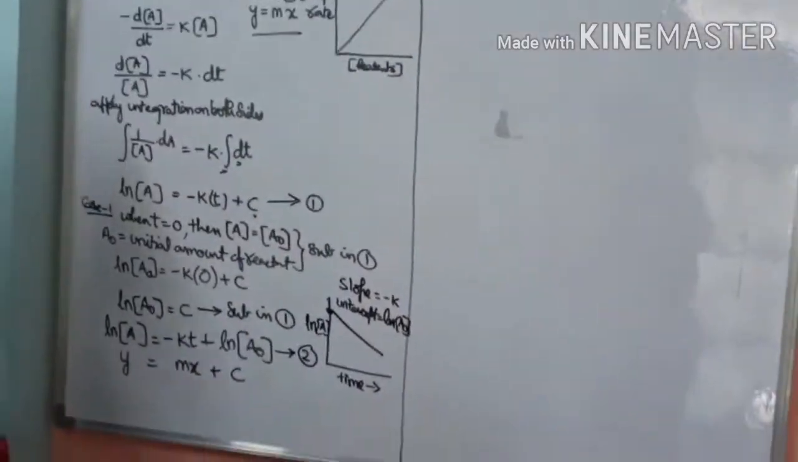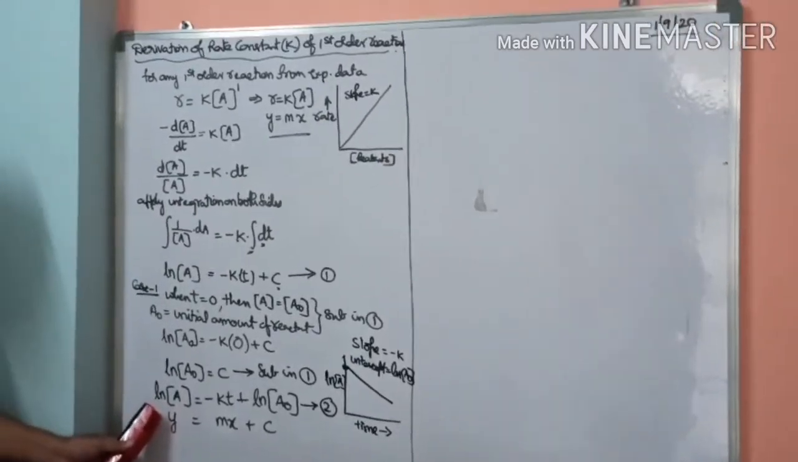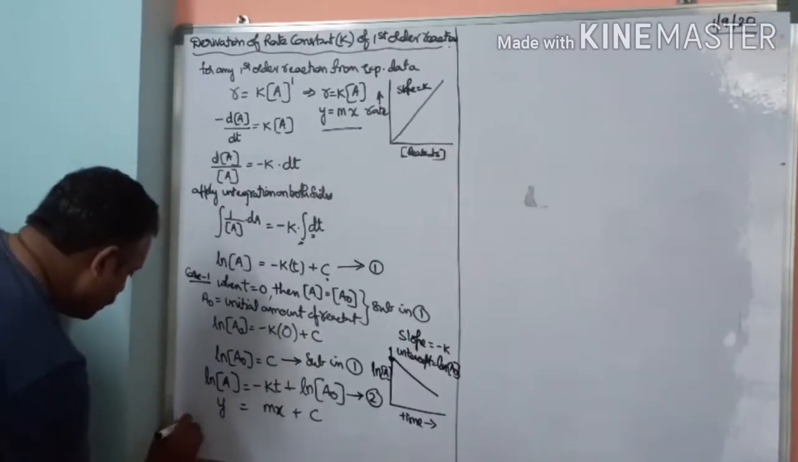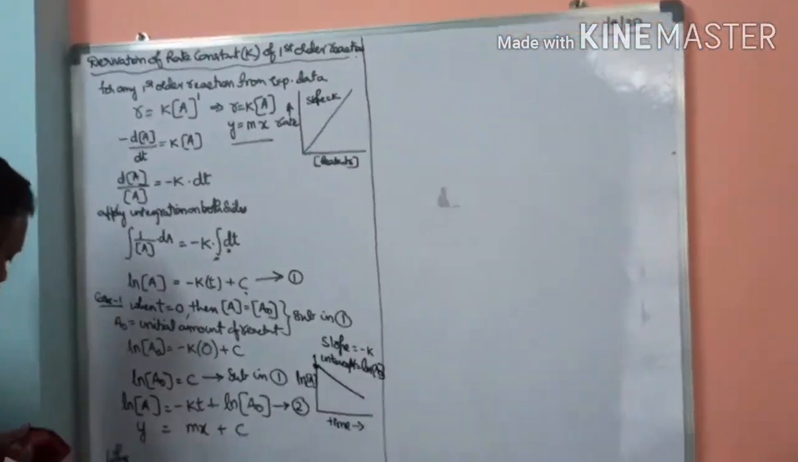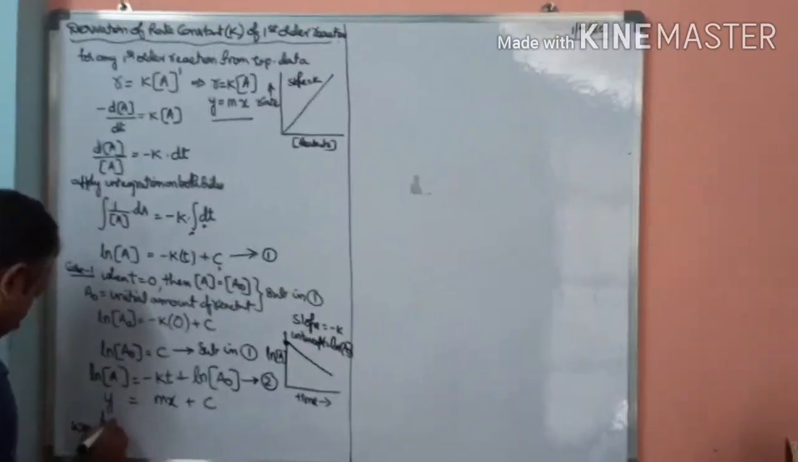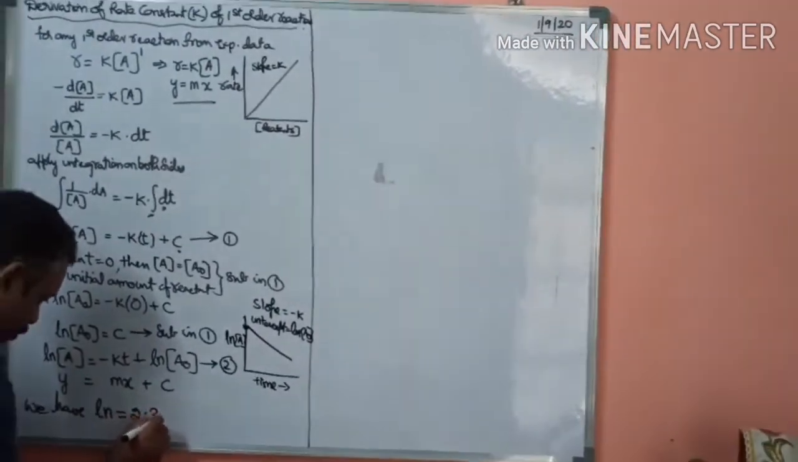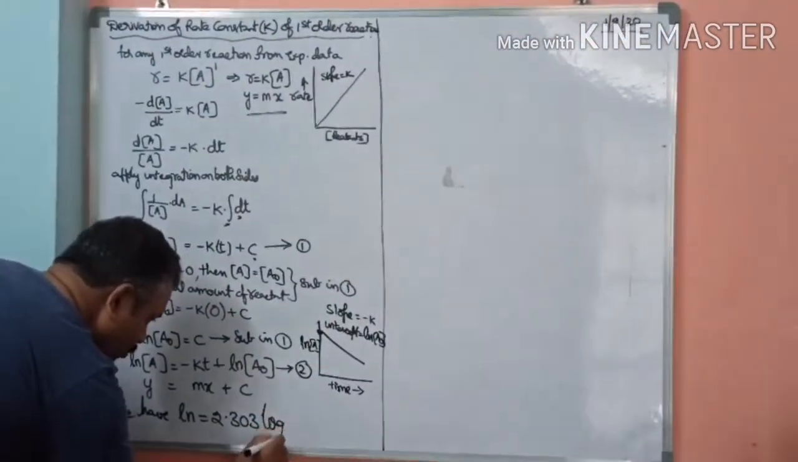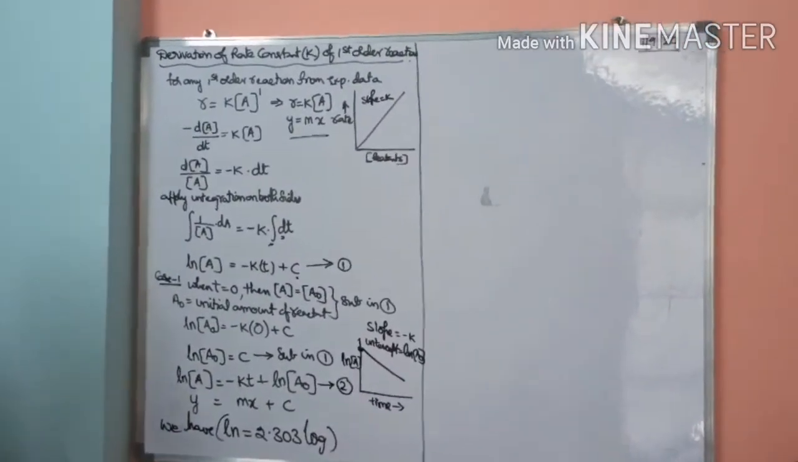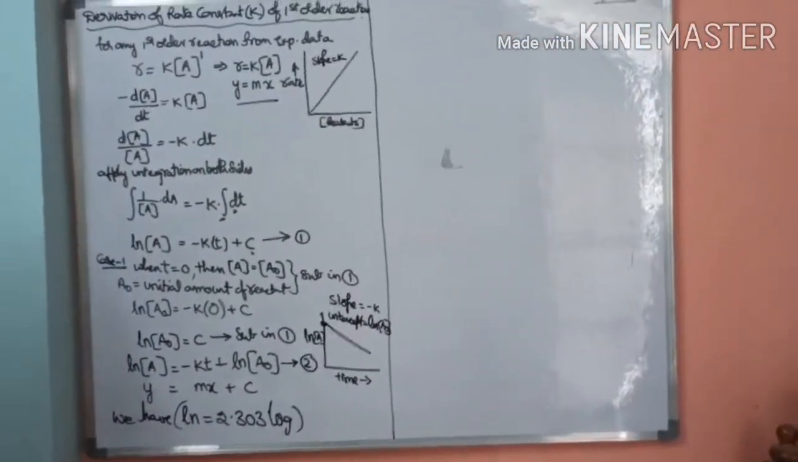Okay, now this equation what we have got is in natural logarithm format, but to convert it into common logarithm format, remember ln of any value is equal to 2.303 times log. This is a standard conversion of natural logarithms into common logarithm format. So let us write it on the other side, and substitute this condition into equation 2.